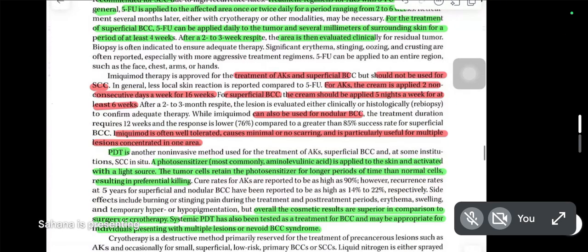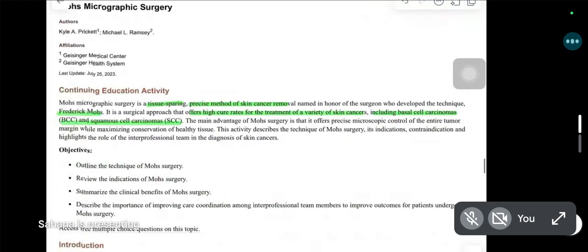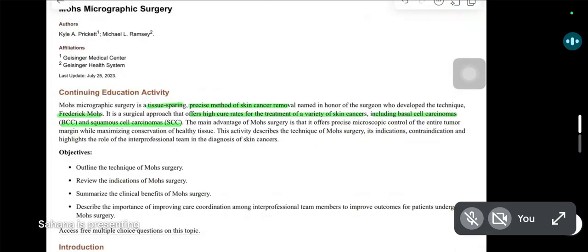Coming to Mohs microsurgery. Basically, it's a conservative surgery where you are trying to spare maximum tissue, still you are precise in removing the cancer, and it was developed by Frederic Mohs. It gives you a high cure rate, and it can be used in the primary setting, in unresectable critical areas, for BCC, SCC, and some forms of melanomas, especially in situ lesions and thin superficial melanomas.